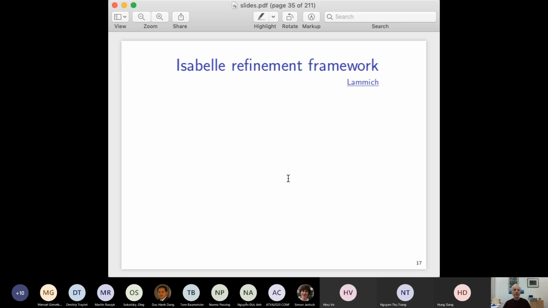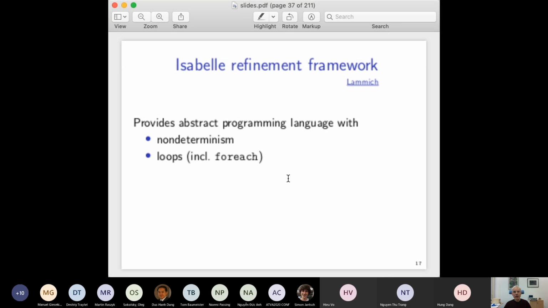And as an example of some richer refinement framework, I want to talk about the work by Peter Lammich, done in Isabelle, where he has created over the stretch of 10 years now a refinement framework with the following features. It provides its own abstract programming language, which has non-determinism, and it has loops like this for each. But it also has general recursion, and it has specification statements, so you can start out with just specifying your code and then gradually refining it into constructs.